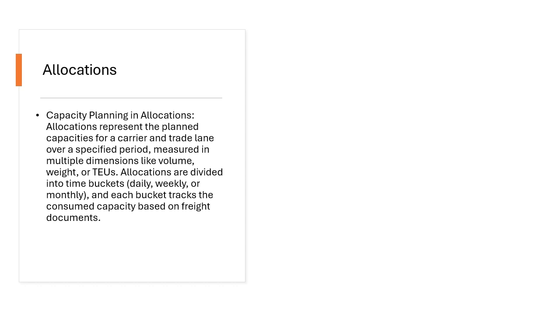So each allocation tracks both available capacity and previously consumed capacity, which allows for real-time monitoring of usage against planned limits. So this feature is also important for ensuring the freight documents are created within the constraint of available capacity, which also prevents overbooking and optimizes the use of carrier resources.